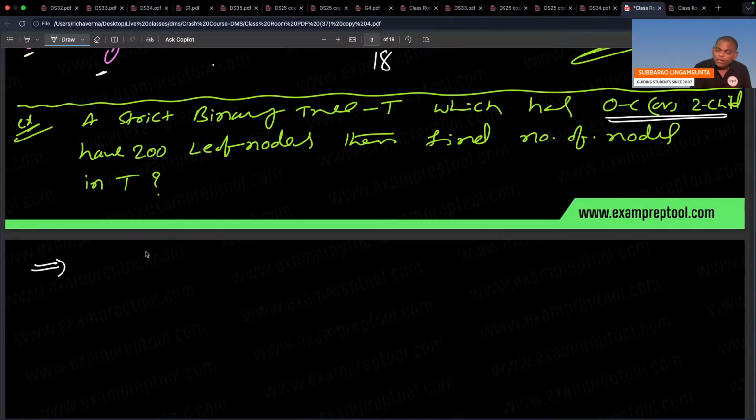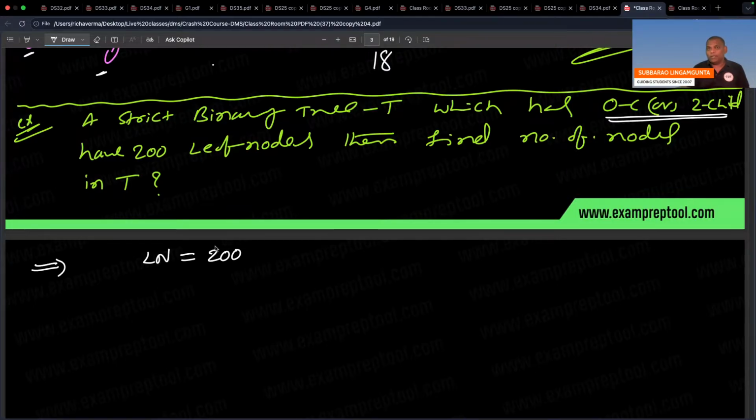Please check here. Leaf nodes. Leaf nodes means zero child, right? 200 leaf nodes. Try to understand. Then find the total number of nodes in T. Can you give the answer, or what way do you want to follow to solve this?